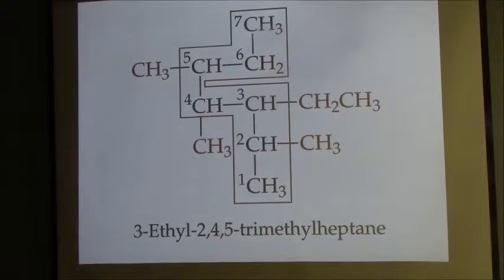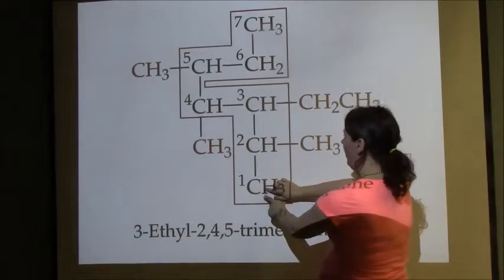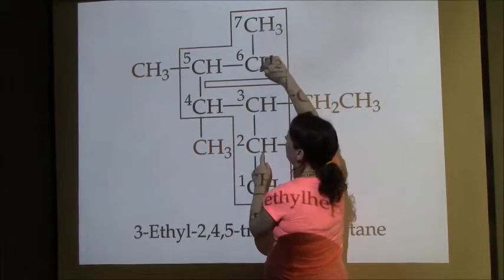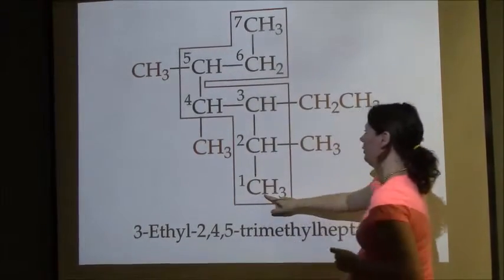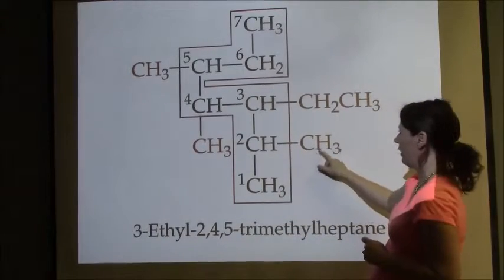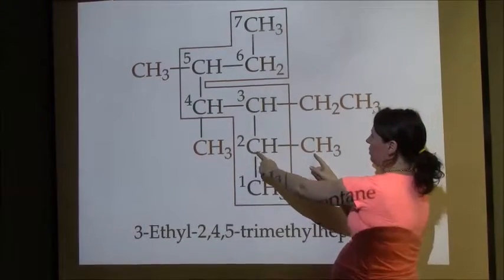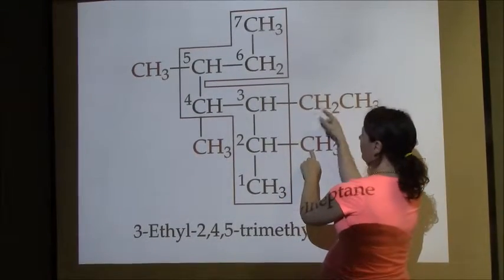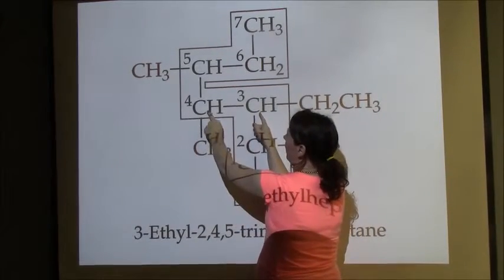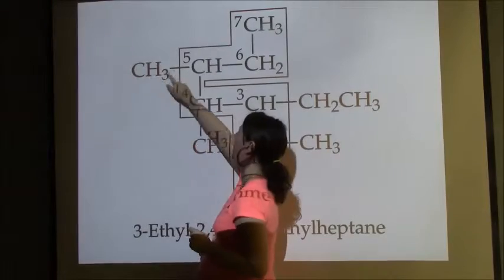We began numbering from the bottom. 1, 2 gets me to my first substituent versus 1, 2, 3. That's why we began numbering from the bottom. Okay, so my parent chain is 1, 2, 3, 4, 5, 6, 7. We've got a methyl group on carbon 2. We've got an ethyl group on carbon 3. We've got another methyl group on 4, another methyl group on 5.